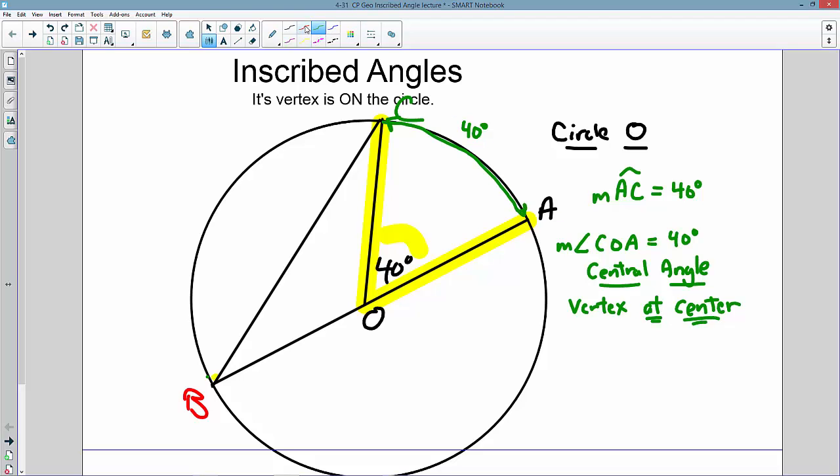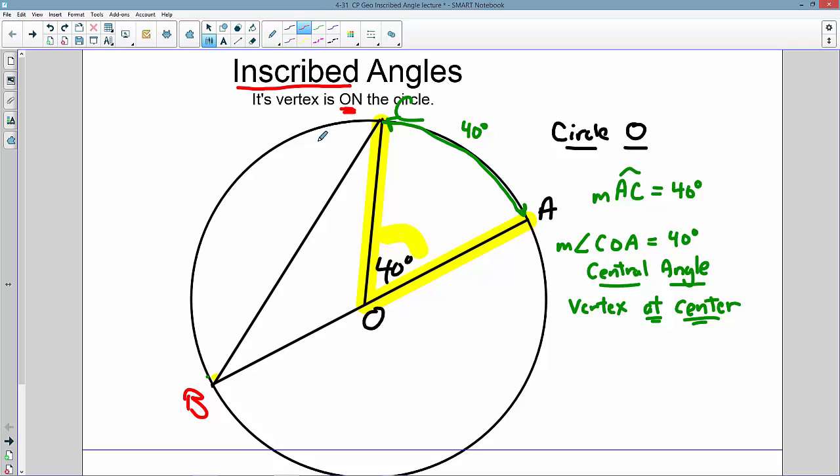So remember what a vertex is, right? A vertex is the middle letter here. See, this is the middle letter. That's the vertex of the angle. Today we're going to learn about a new type of angle. It's called an inscribed angle. And the big difference with inscribed angles is its vertex is on the circle, okay?